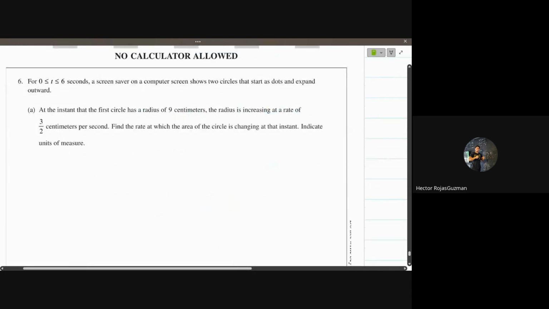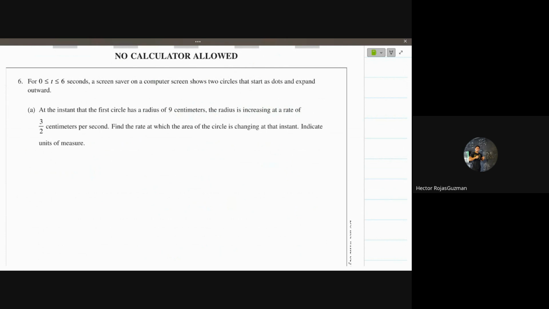Question 6. For 0 is less than or equal to t is less than or equal to 6 seconds, a screensaver on a computer screen shows 2 circles that start as dots and expand outward. At the instant the first circle has a radius of 9 centimeters, the radius is increasing at a rate of 3/2 centimeters per second. Find the rate at which the area of the circle is changing at that instant. Indicate the unit of measure.